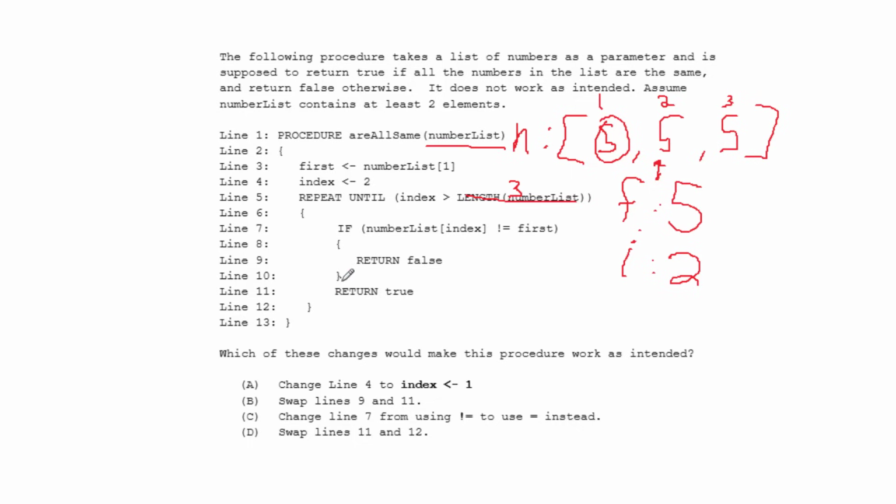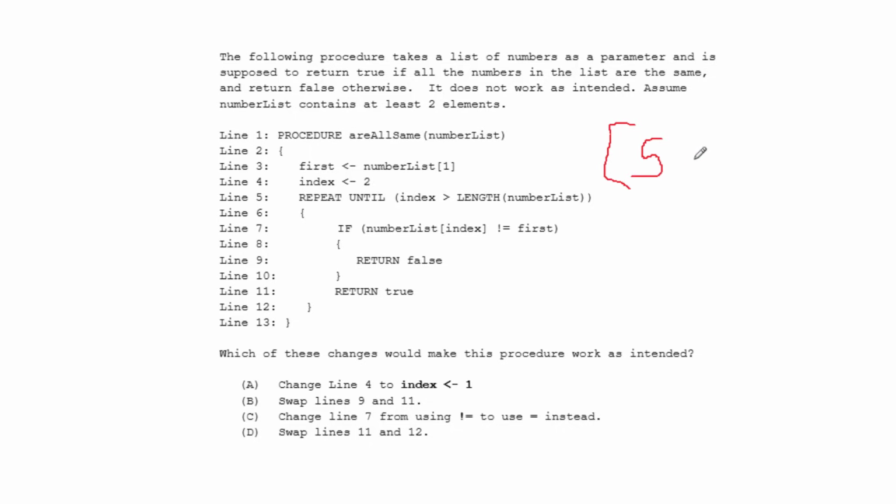Instead, we go on to the line right after the if, which is this one, return true. Now in this case, this worked just fine because in this example, it just happened to work with a list where everything looks the same. But let's try a different list. Let's try this list right here. Let's try 5, 5, 4.